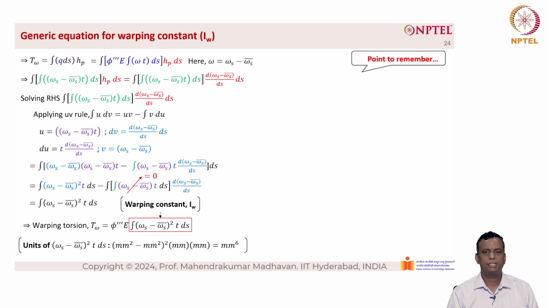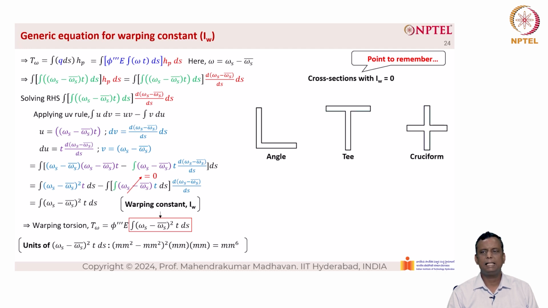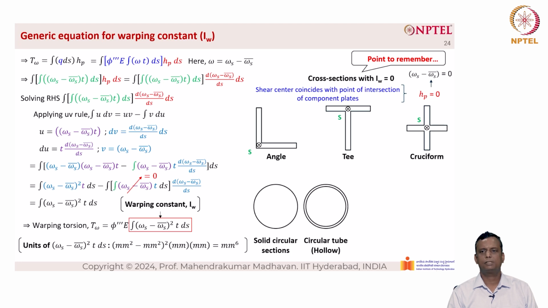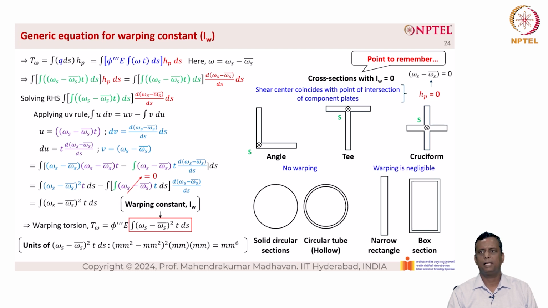So unlike moment of inertia, the warping moment of inertia is millimeter power 6, whereas the regular moment of inertia is millimeter power 4. The point to remember: the cross sections with I_W equal to 0 are angle, T and cruciform cross sections, because the shear center coincides with the point of intersection of the component plates, which means that h_P is equal to 0, which indicates that omega s minus omega s bar is equal to 0. For solid circular cross sections and circular tubular cross sections, there is no warping. For narrow rectangular cross sections as well as box cross sections, the warping is negligible.